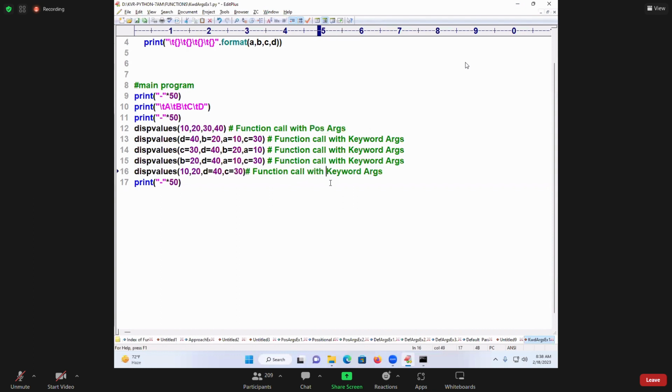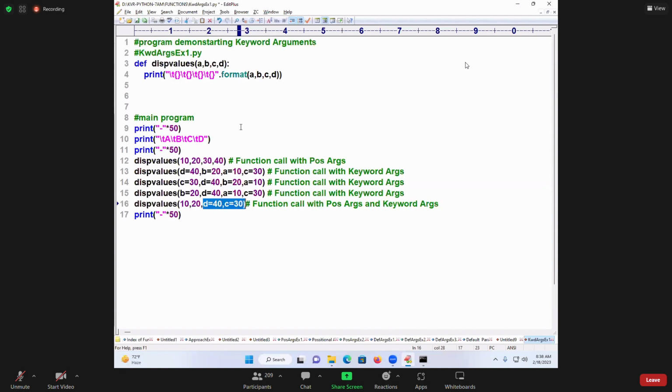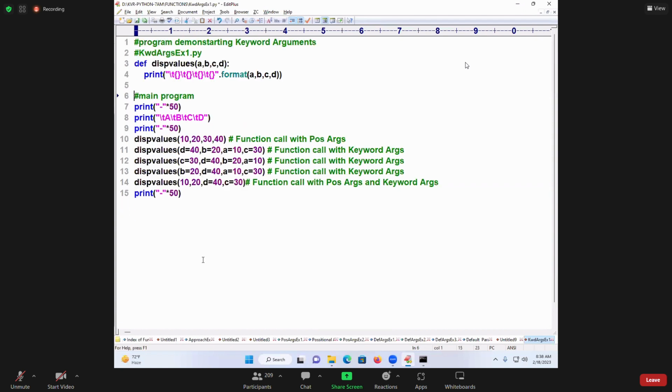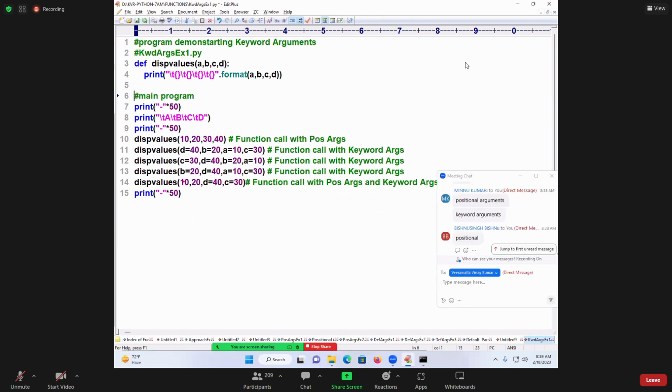Function call with positional arguments, and what are the first 2? What are the next 2? How does it work? 10 and 20 are positional because there is no keyword variable is equal to. 10 will go to where? A. 20 will go to where? B. D will go to D. C will come to C. Is it crossing or not?